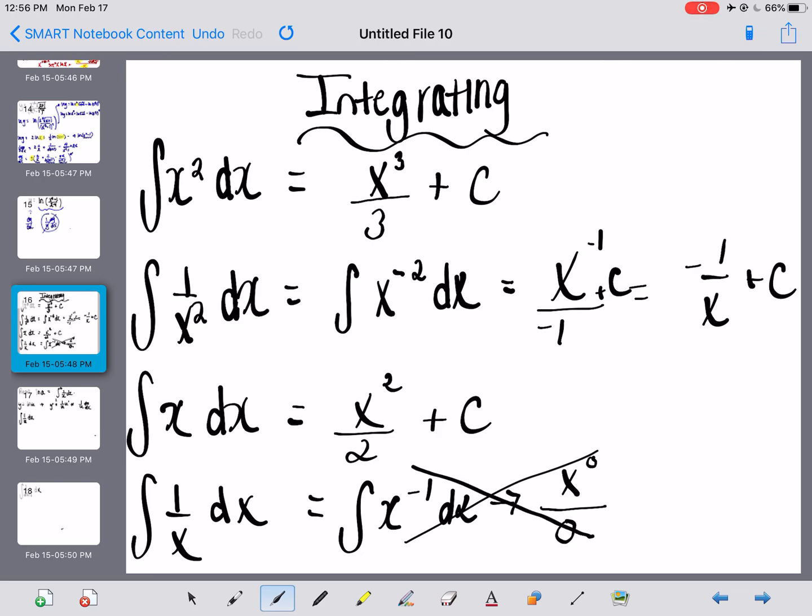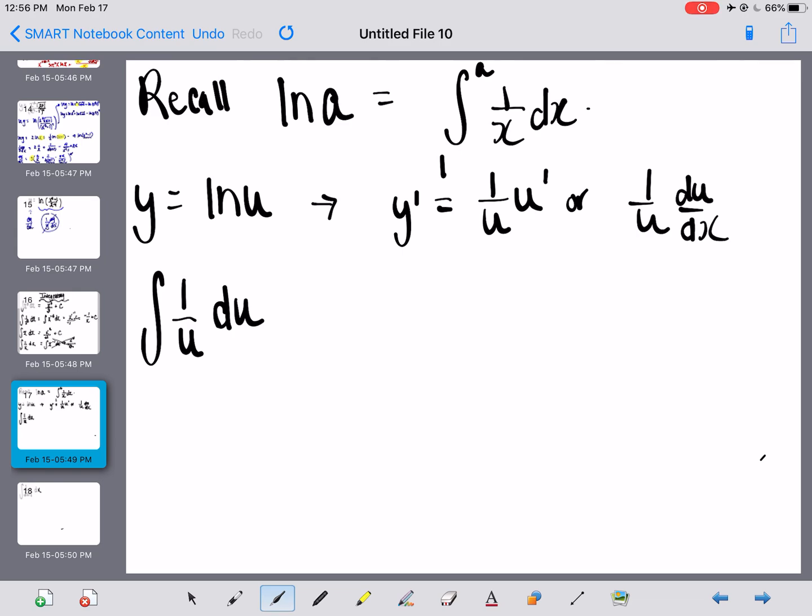We use the natural log. So let's go back to the definition of our natural log. The natural log of a is equal to the integral from 1 to a of 1 over x dx. We can write that as y equals the natural log of u, giving us the derivative, or y prime, to be 1 over u times u prime, and you can also write that as 1 over u du dx.